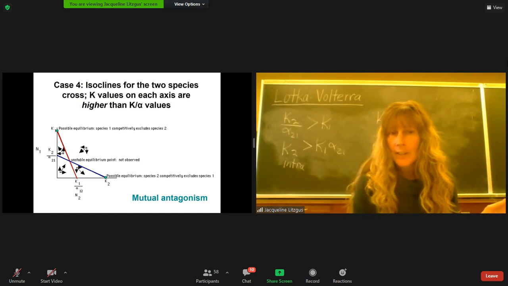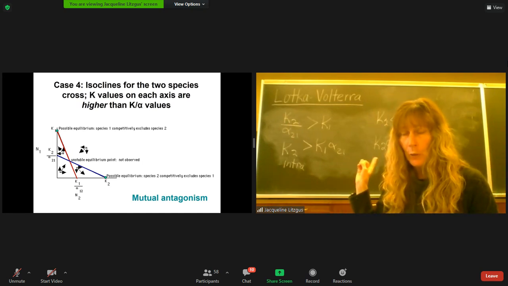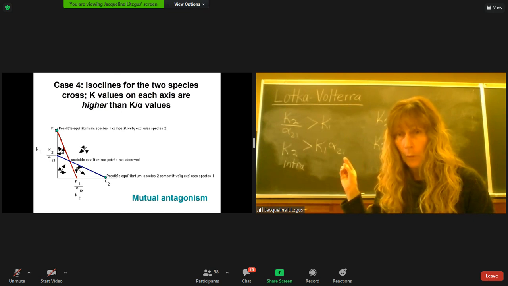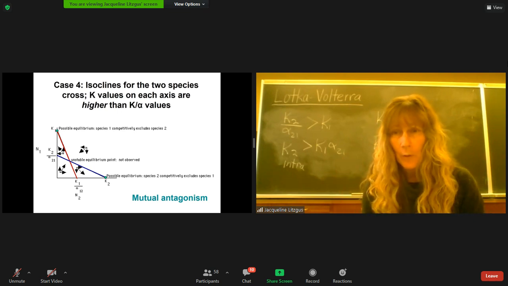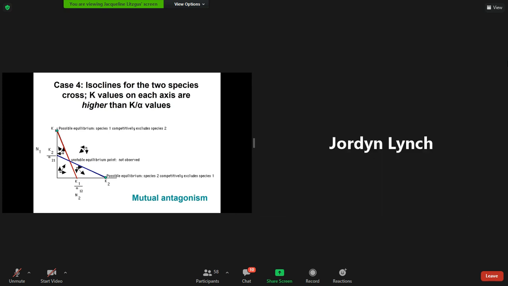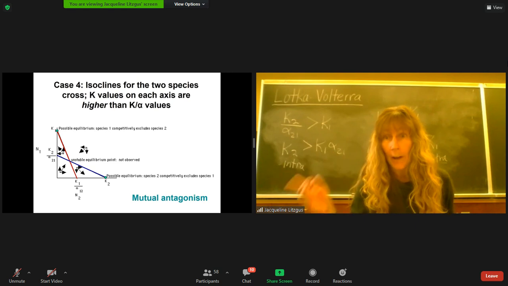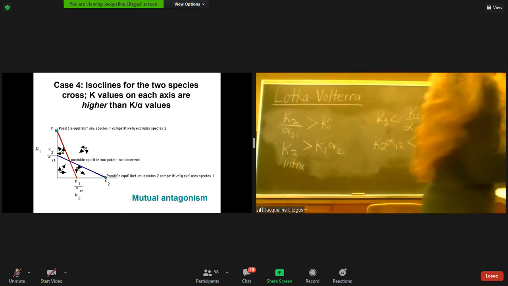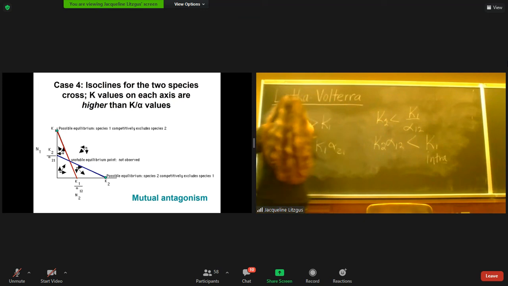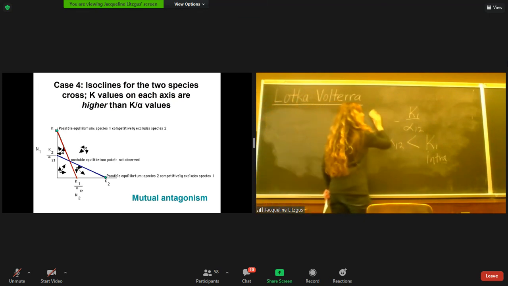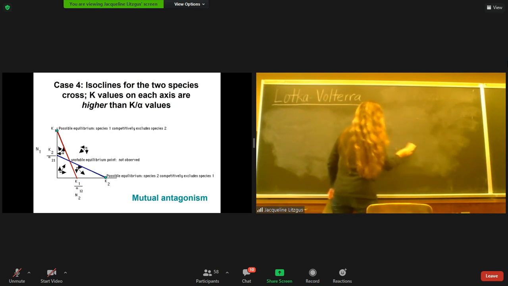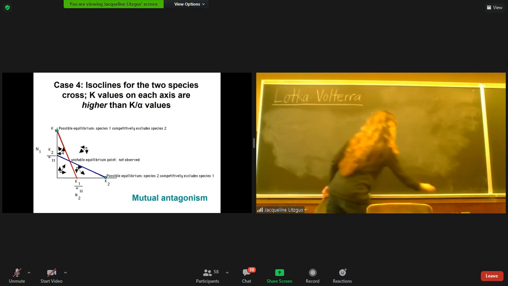Now, in case three, we determined that it was intraspecific competition that regulated both species more. In this case, what do you think is going to be the case? Both species will be more regulated by interspecific competition? Exactly. Both species are now more worried about the other species than they are worried about themselves. And we can do it again by looking at our N1 and N2 axes on the graph, and just prove it to yourself that it now becomes a bigger story about interspecific competition.